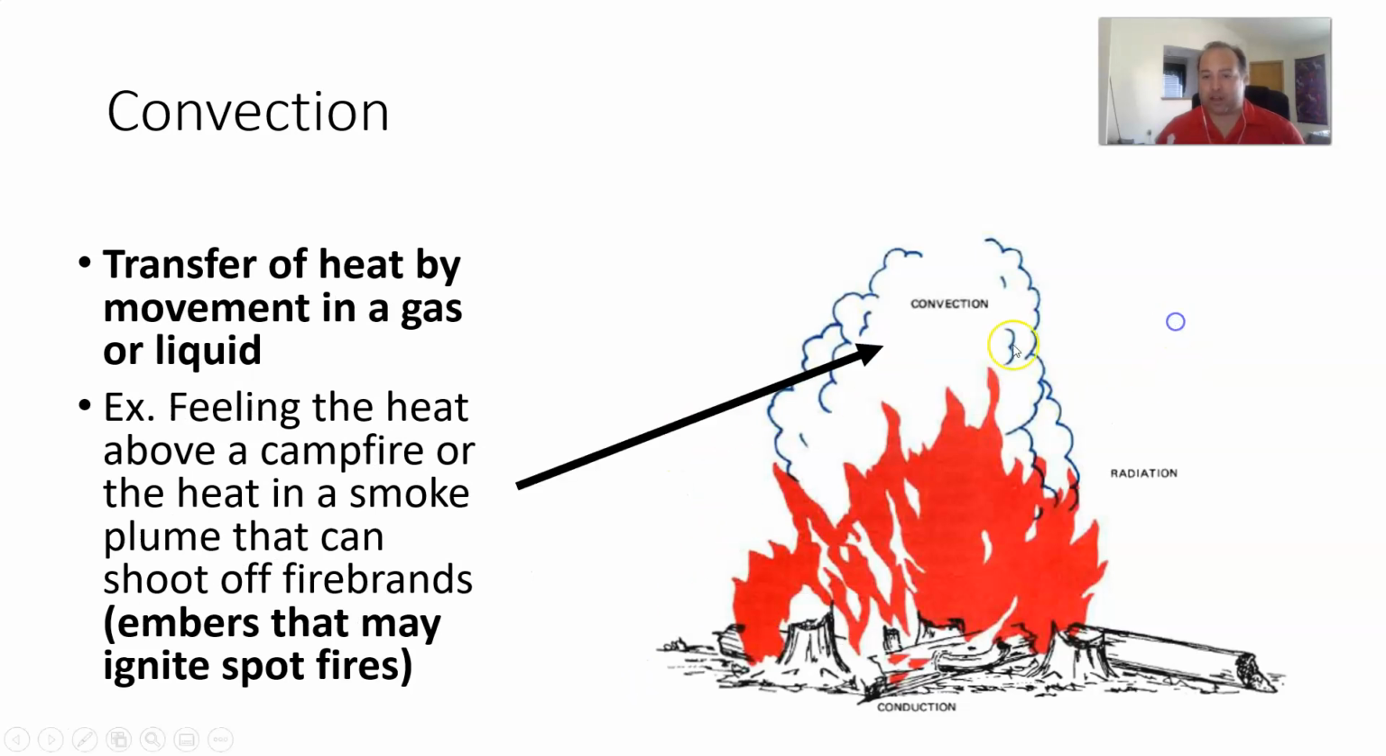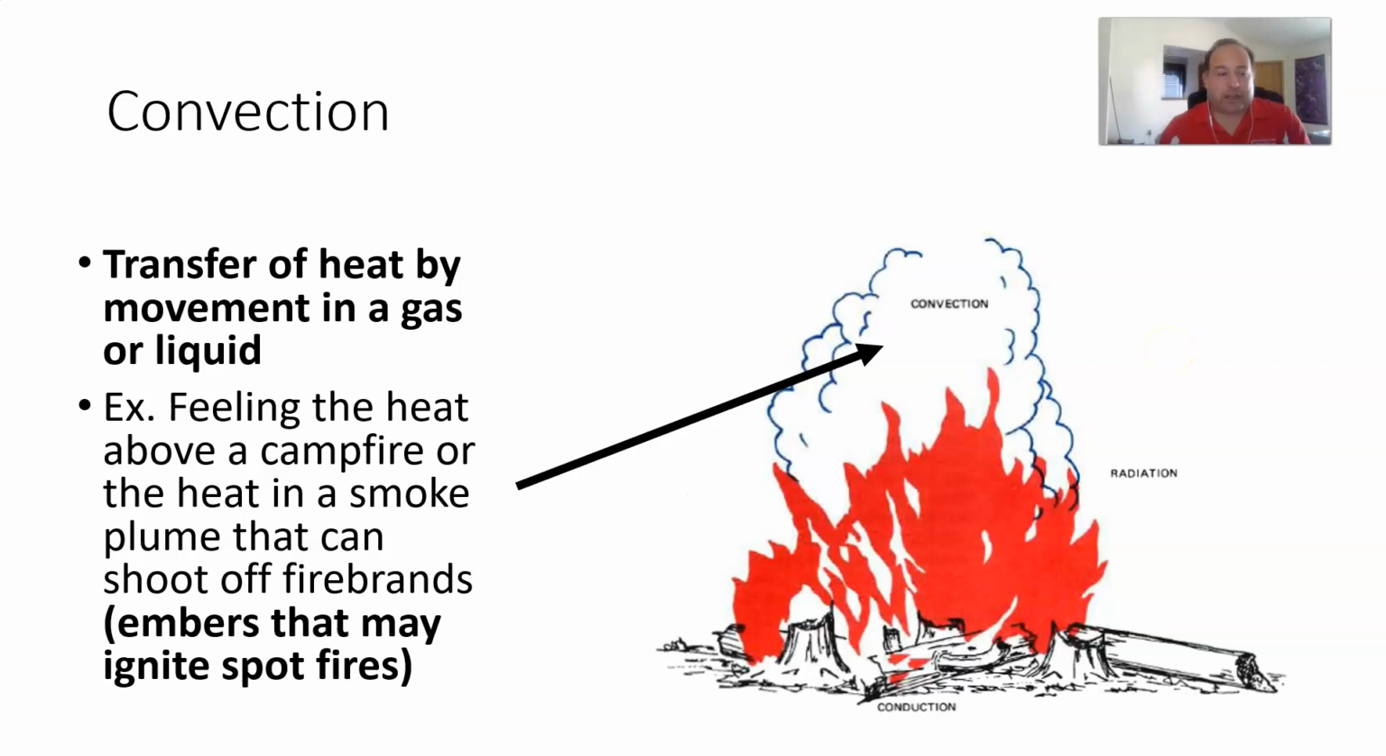Now in terms of convection, that's when we feel heat up above. So that's transfer of heat by the movement in a gas or a liquid, and that's usually what's happening in the smoke plume. And so if we feel heat above a campfire, or you have heat in a smoke plume, that could even shoot off firebrands, which are embers that may ignite spot fires, that is convection. So when the heat's transferring by liquid or gas, and that's usually, then because heat rises, that's the convection heat.